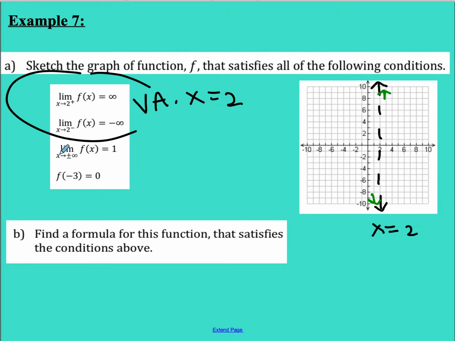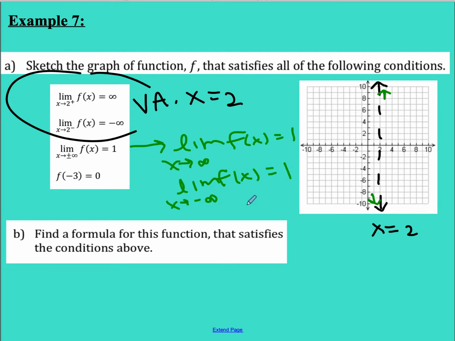Moving on to the next thing. It says limit as x approaches plus or minus infinity. This is really telling me two limits. It's the limit as x approaches infinity of f of x equals 1, and it's also telling me the limit as x approaches negative infinity of f of x is equal to 1. Once again, this is a form of an asymptote. So this is saying as I look all the way to the right, towards greater x values, I'm going to the number 1. And as I look towards the left, I'll be going to the number 1 as well. So that would be a horizontal asymptote at 1.